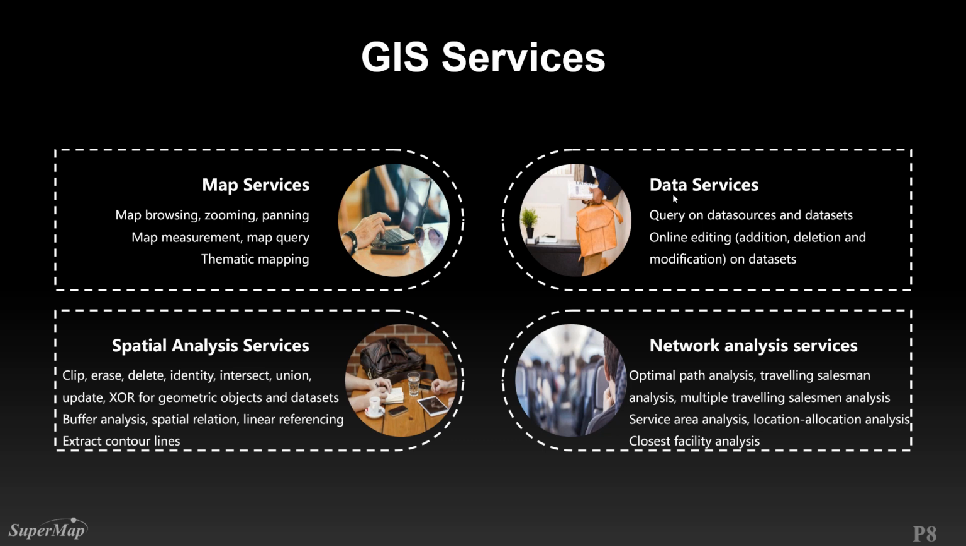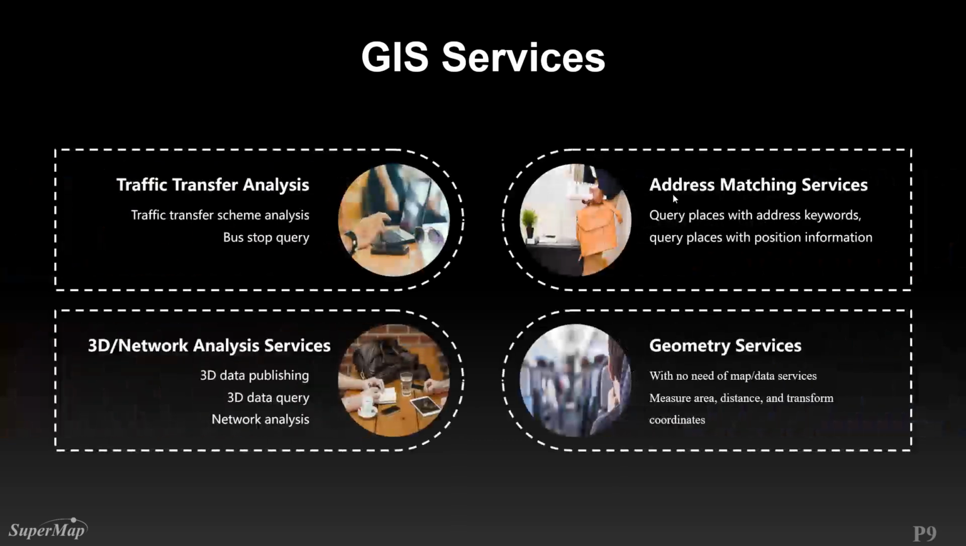If the user wants to access and edit the data, we can choose to publish the data as a data service. SuperMap iServer can also publish services to allow spatial analysis, traffic level analysis, and traffic transfer analysis on the client side. SuperMap iServer has added support for the geometry service, which allows the client to measure area, measure distance, convert coordinates, and so forth, without publishing map and data services.